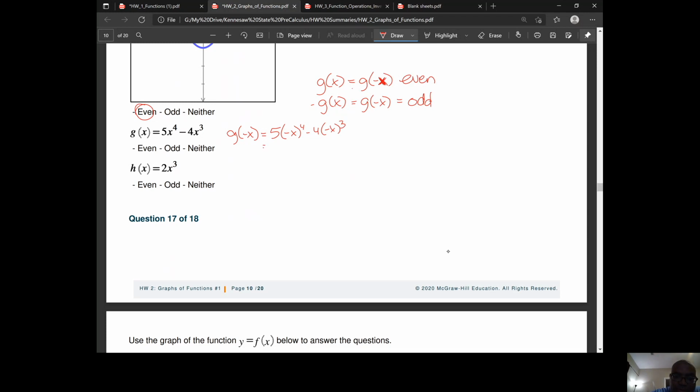All right, this becomes, raising a negative to an even power makes it positive, 5x to the 4th. Raising a negative number to an odd power leaves it negative. So that becomes minus negative 4x cubed, so that becomes plus 4x cubed. That's g of negative x. And negative g of x means you just multiply the whole thing by negative 1. Negative 5x to the 4th plus 4x cubed. So g of x is this. G of negative x is different. Negative g of x is different than g of x. So this is neither.